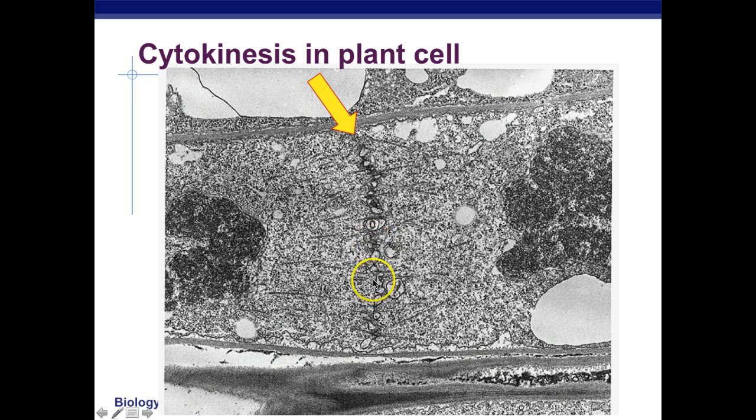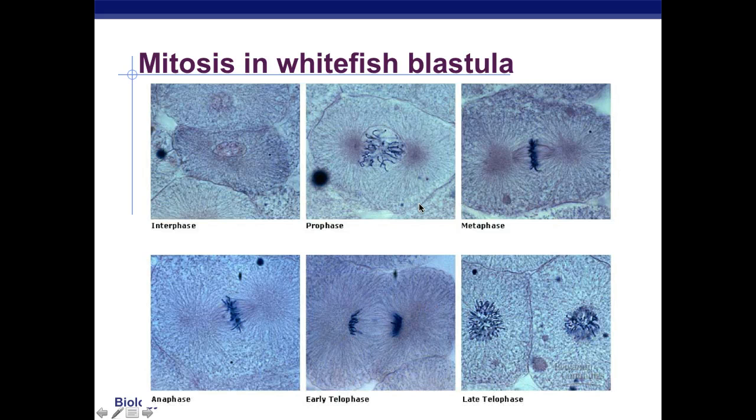You can see the little vesicles forming along the equator. And this is what mitosis looks like in a whitefish blastula. So you have your interphase, where you can see the nucleus and the chromatin. You can see prophase, where the chromatin is starting to condense. Metaphase, the chromatids are lined up at the metaphase plate. Anaphase, they're beginning to pull apart slightly. Early telophase, the sister chromatids are being pulled apart to the opposite poles. And in late telophase, the chromosomes finally condense and the nucleus is starting to form again.